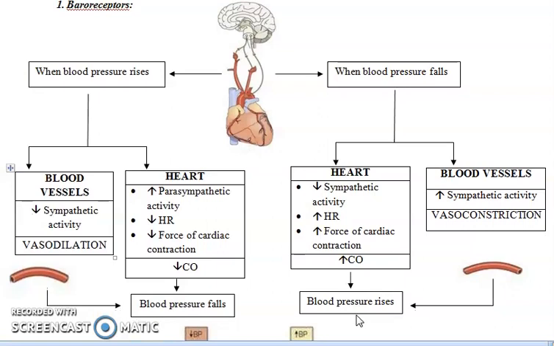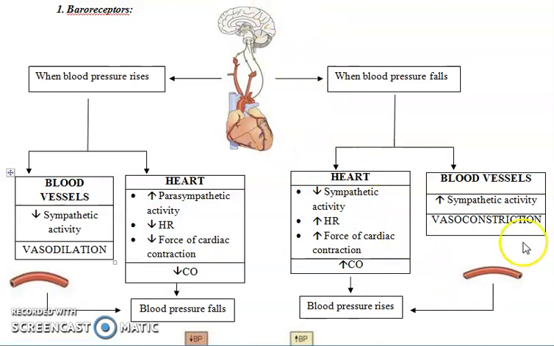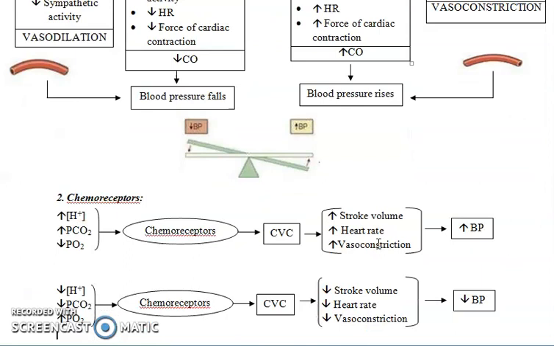And coming to the next one, that is how the chemoreceptors will be acting. Chemoreceptors are present in carotid bodies. Baroreceptors identify the pressure changes, whereas chemoreceptors identify the gaseous changes. So whenever there is increase in the partial pressure of carbon dioxide or decrease in the partial pressure of oxygen, this condition is identified by chemoreceptors. And the chemoreceptors send information to CVC, that is cardiovascular center.